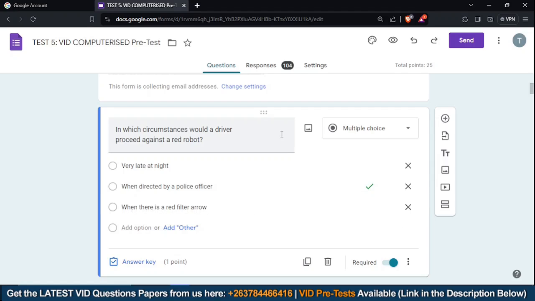Now because I'm in the back office of this system, I cannot actually tick the correct answer here. Here I can edit and say this one is the correct answer and things like that. So I just want to let you know that this one is the correct answer.